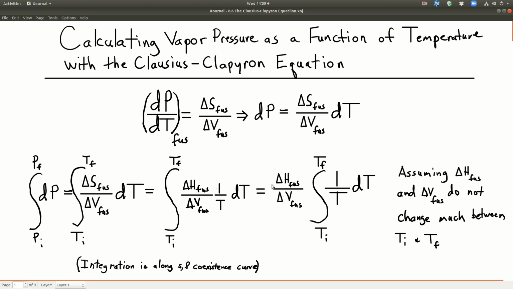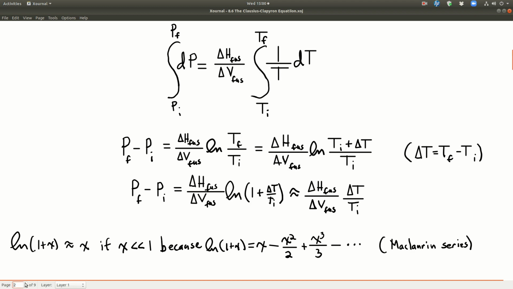We're going to assume, and it's a pretty good assumption along that coexistence curve, that delta H and delta V don't change much within this temperature range, T initial to T final. So this is what we have. When we integrate, we have P final minus P initial, which is just delta P. Again, we're assuming delta H and delta V don't change within that temperature range. We get the natural log of the final temperature over the initial temperature.